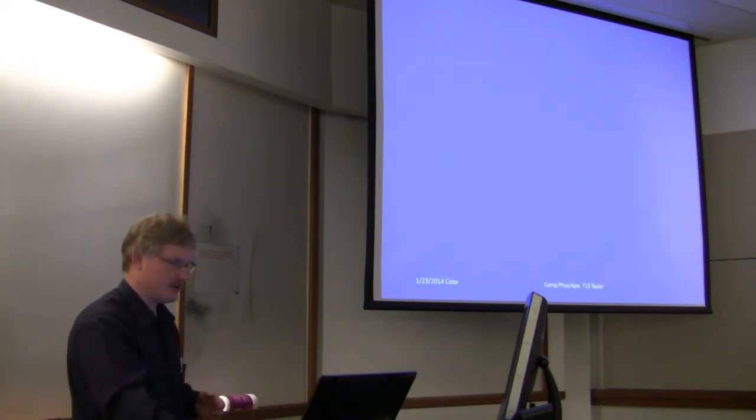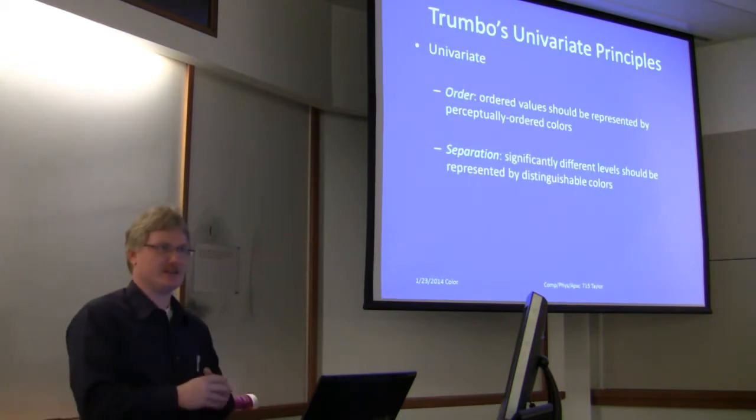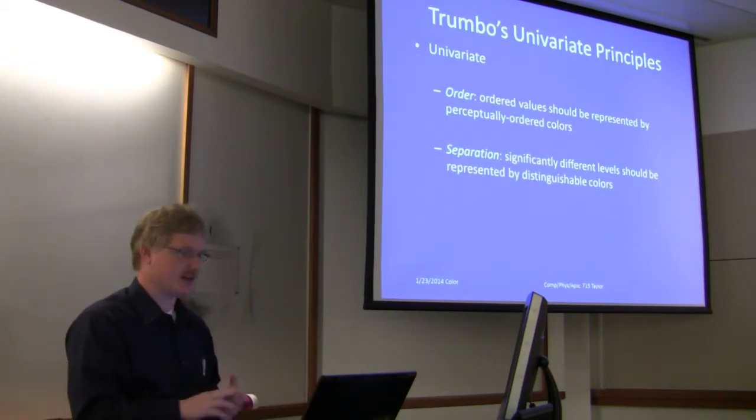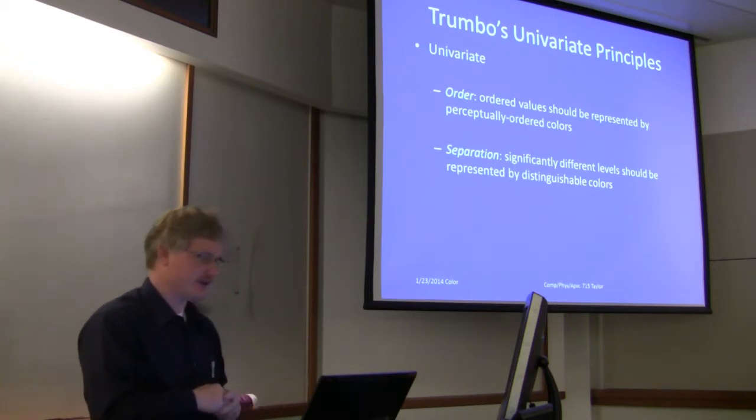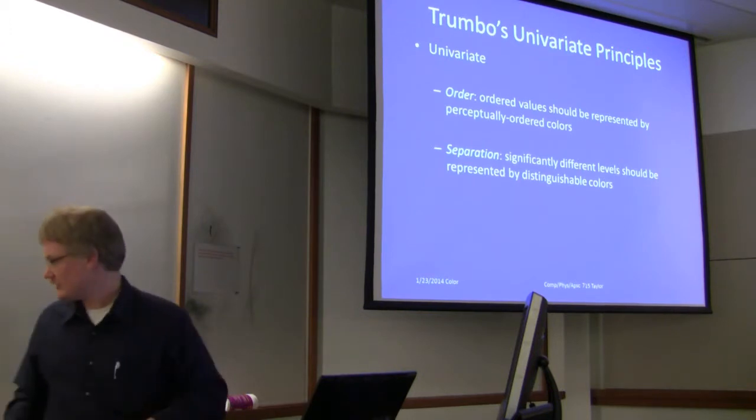All right. So let's look at features of color maps that we could use. Trumbo has 4 different principles. 2 of them are univariate principles. One is ordered, and the other is separation.